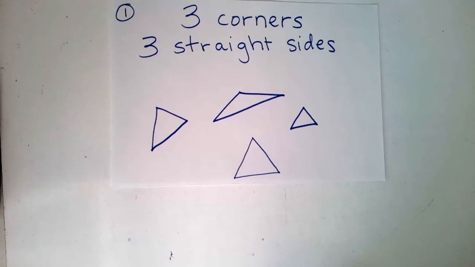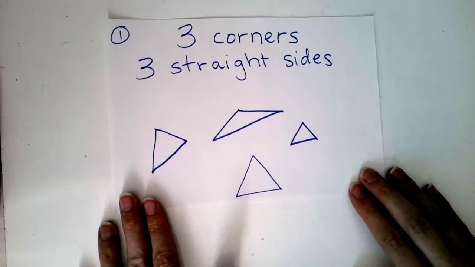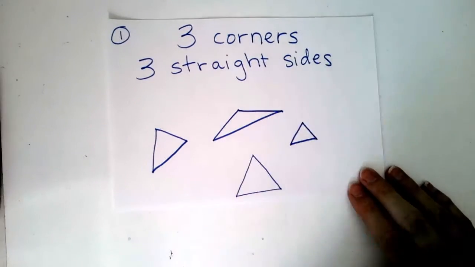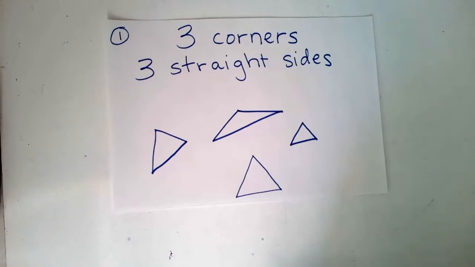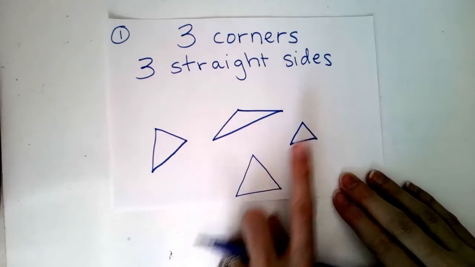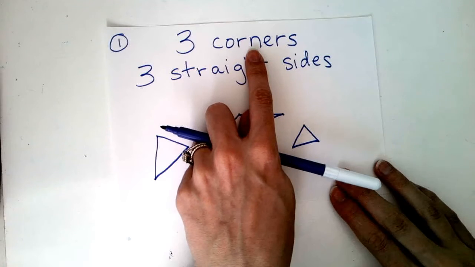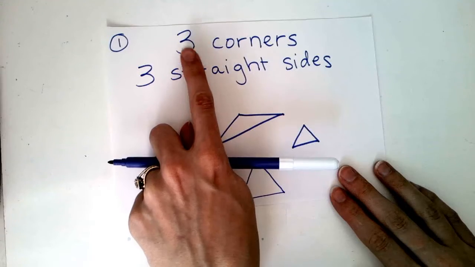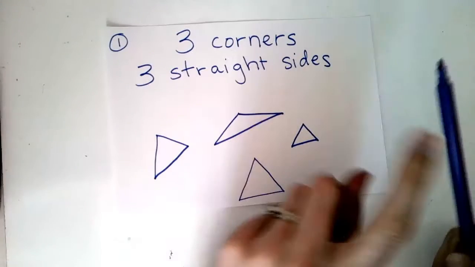Here is my first chart. And as you can see, my chart has a label. Each of the shapes on my chart has 3 corners and 3 straight sides. Now let me show you how you can count corners or count sides. Now here's another thing. If you ever have a shape with straight sides, like all of these ones, if they have 3 corners, they're going to have the same amount of sides, 3. Or if you count 3 sides, it's going to have the same amount of corners, 3.